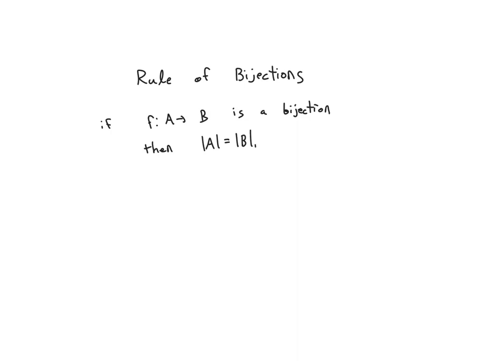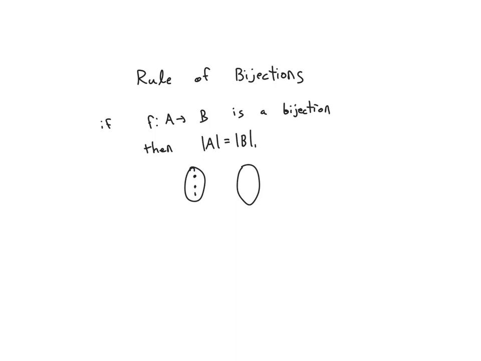Here we mention a very important example of double counting that pops up a lot in combinatorics called the rule of bijections. It says if you have a function between 2 sets, finite sets A and B, and that function is a bijection, or is 1 to 1 and onto, then the number of elements in A is equal to the number of elements in B. And here's proof by picture.